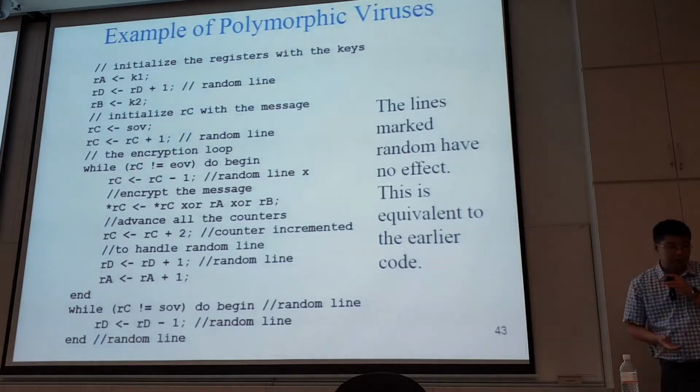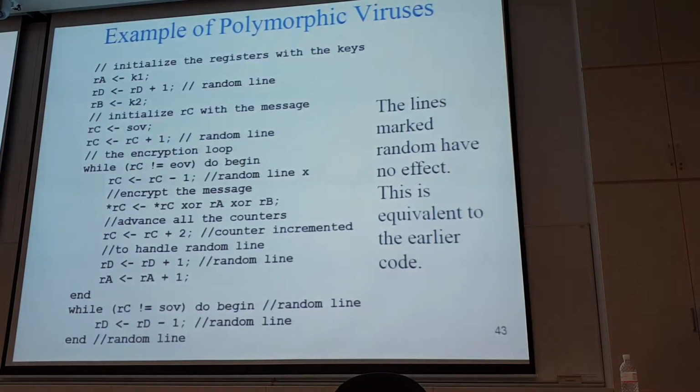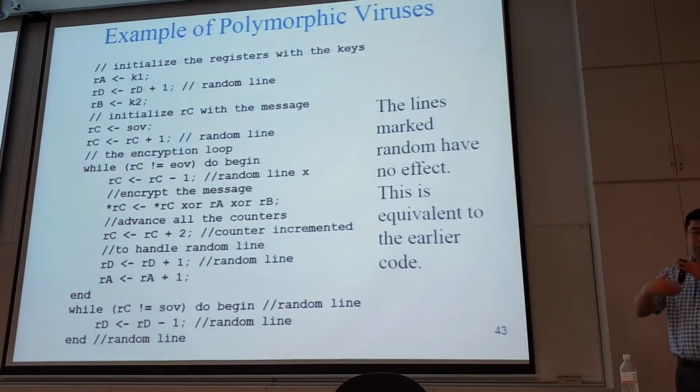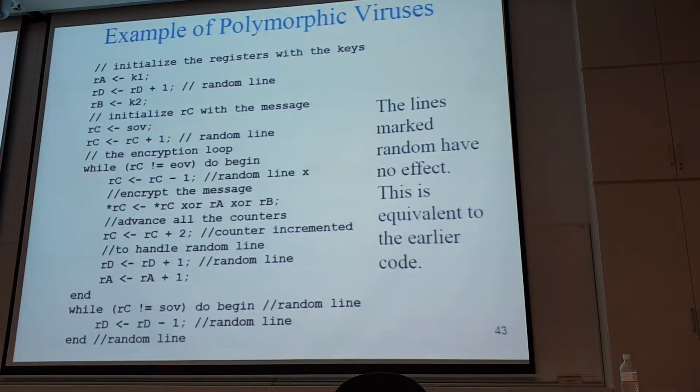Because we can add a lot of redundant operations which have no effect, when you compile this code into machine code, the machine code becomes completely different. So in this case, you have a different code for the decryption function, you have a different encrypted virus, and you have a different key every time, so the entire pattern is different. In this case, it can avoid some scanners detecting the virus.